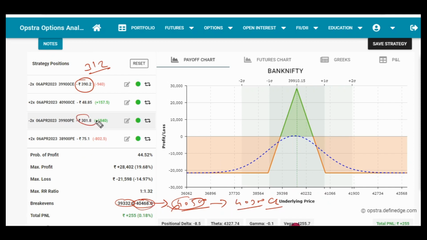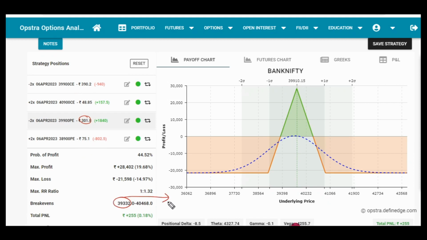The same applies for put also. If the put drops below 20% of our entry price, then after break-even our hedge put strike would be 39,300, right? So we will buy the 39,500 put strike, add 200 points in this, and then we will exit this 39,300.